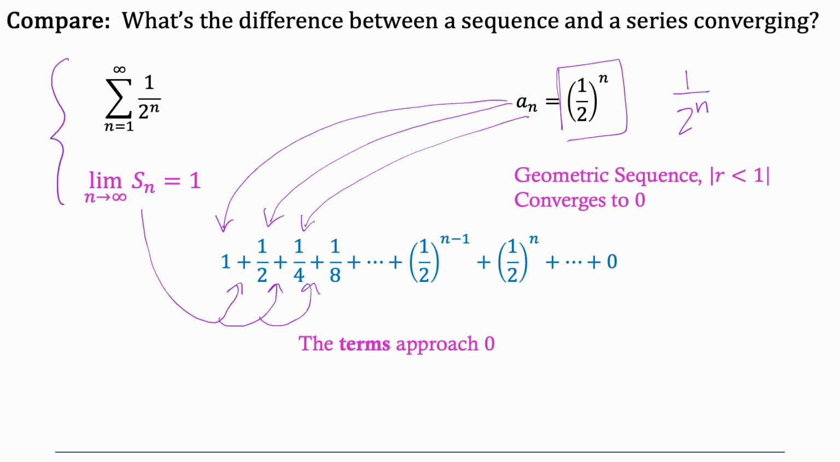So the terms approach 0, but the sum of all the terms approaches 1. So just think about that for a second and try not to get confused between terms approaching 0 and a series converging to 0.